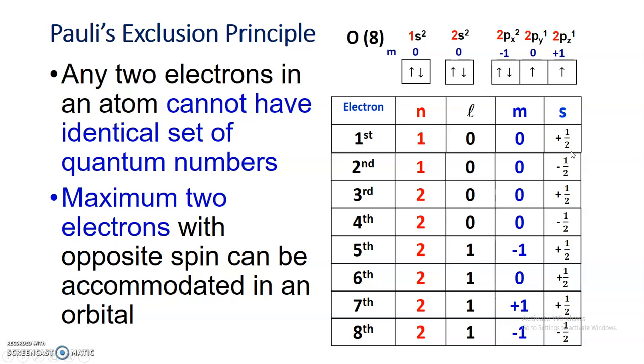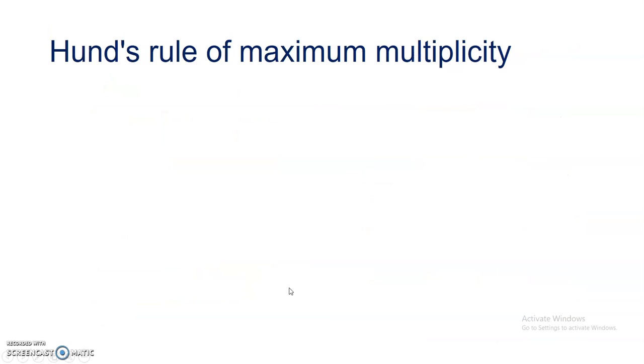Now when you consider the first 2 electrons, the first 3 quantum numbers are the same, but the 4th quantum number is different. Similarly, when we compare the 3rd and 4th electrons, the first 3 quantum numbers are the same, but the spin quantum number is different. Okay, this is about Pauli's exclusion principle. Now consider Hund's rule of maximum multiplicity.